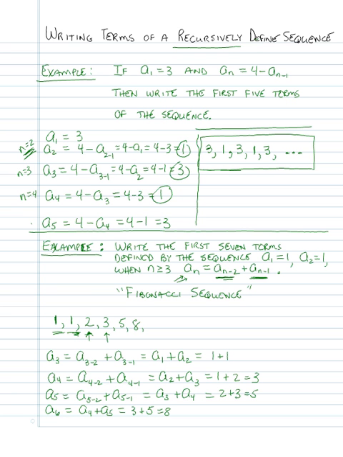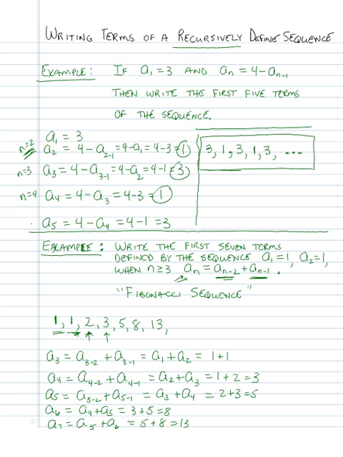And so on. To get the next term, we're going to add the 5 and the 8, and when we add the 5 and the 8, we get 13, and we can check that. a sub 7 would be a sub 5 plus a sub 6. And if we look up there and figure out a sub 5 is 5 and a sub 6 is 8, sure enough, we get 13.